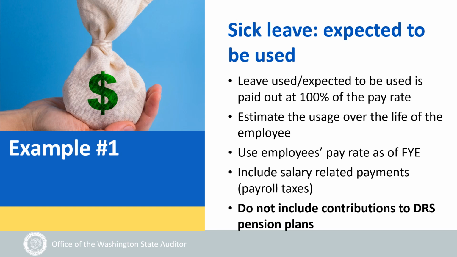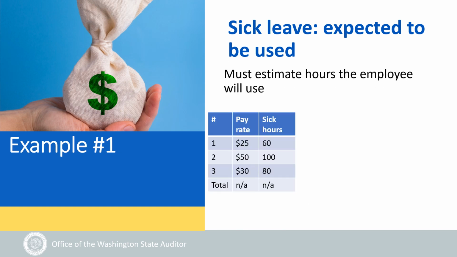After you estimate total sick leave to be used, you multiply it by the pay rate as of the end of the fiscal year. Remember to include those salary-related payments, but not the DRS contributions. Here's what that calculation would look like. We have the pay rate and total sick leave hours from the original table, and now we add a column for how much leave is estimated to be used. In this example, I estimated that the employees will use 75% of their balance based on past trends.